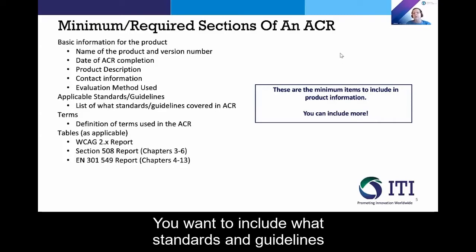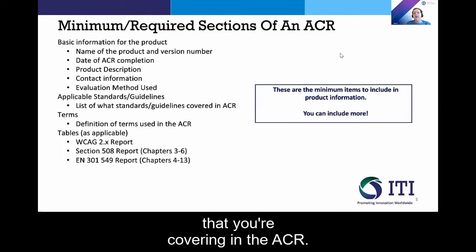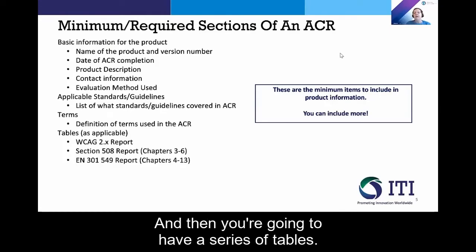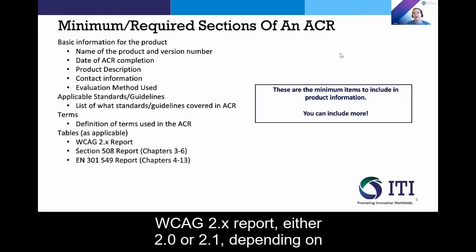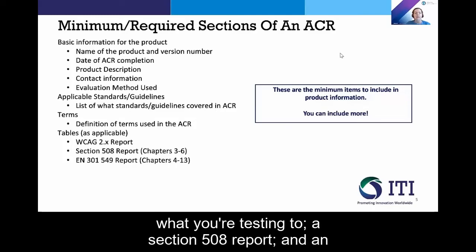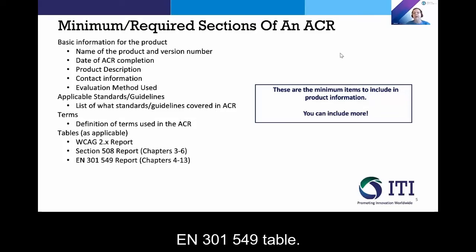You want to include what standards and guidelines you're covering in the ACR. There's a definition of terms, and then you're going to have a series of tables. And the tables will include one or more of a WCAG 2.x report, either 2.0 or 2.1, depending on what you're testing to, a Section 508 report, and an EN 301-549 table.